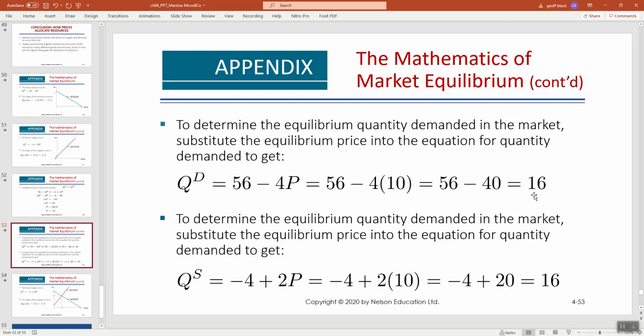It's 16. Or if you put that 10 into quantity supply, right? 4 plus 2 times 10, so 4 plus 20, negative 4 plus 20, negative 16. So it doesn't matter what equation you put it into, you'll get the equilibrium quantity.